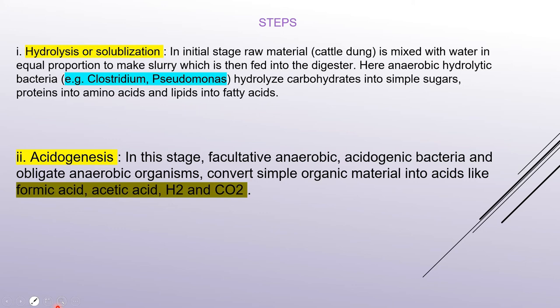Second step is acidogenesis. In this, facultative anaerobic means even if you supply them with some amount of oxygen, they will still survive. Acidogenic bacteria and obligate anaerobic bacteria. The difference between facultative and obligate anaerobic bacteria is that obligate anaerobic bacteria do not require oxygen supply. Even if you give them a slight oxygen supply, they will basically die. They convert simple organic material into acids like formic acid, acetic acid, hydrogen, and carbon dioxide. I hope these two steps are clear, that is hydrolysis or solubilization, and second is acidogenesis.